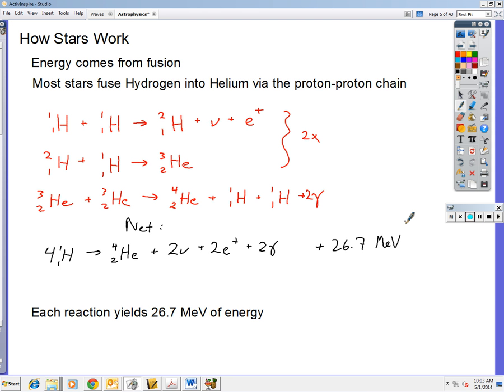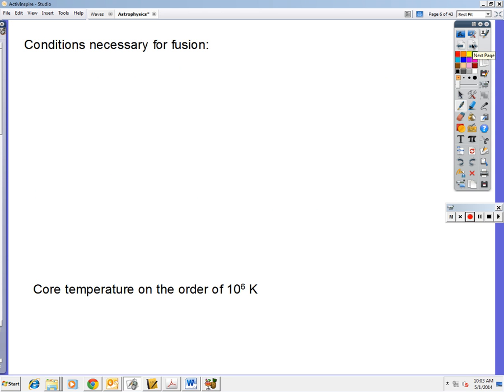You do not need to know the details of the proton-proton chain. What you do need to know is that hydrogen fuses into helium, and that's where stars get their energy. The rest is just interesting, but probably won't be asked about on the test. Another thing you need to know, though, are the conditions necessary for fusion. And this is very important, because fusion can only take place sometimes. You can't have fusion if it's cold, for instance. And you really need very high pressures and very high temperatures for fusion to happen.